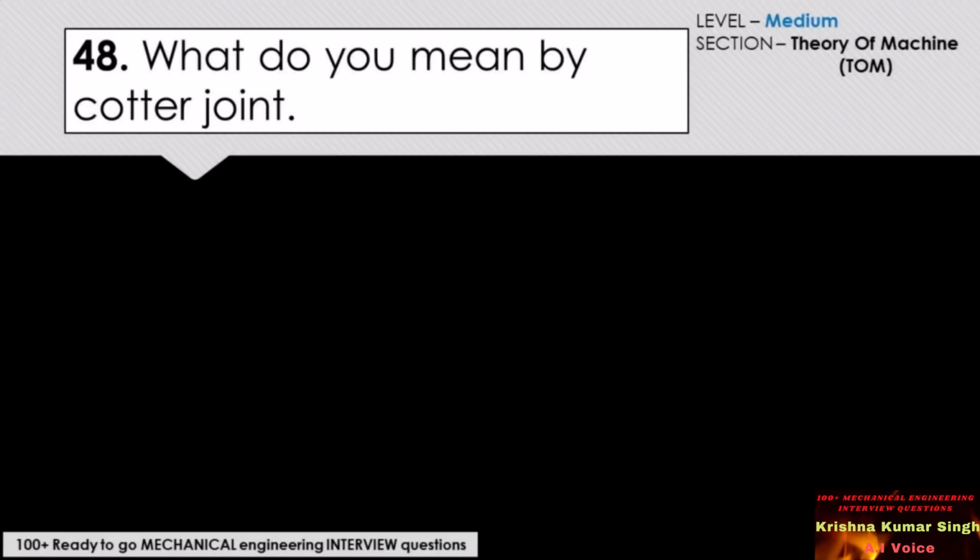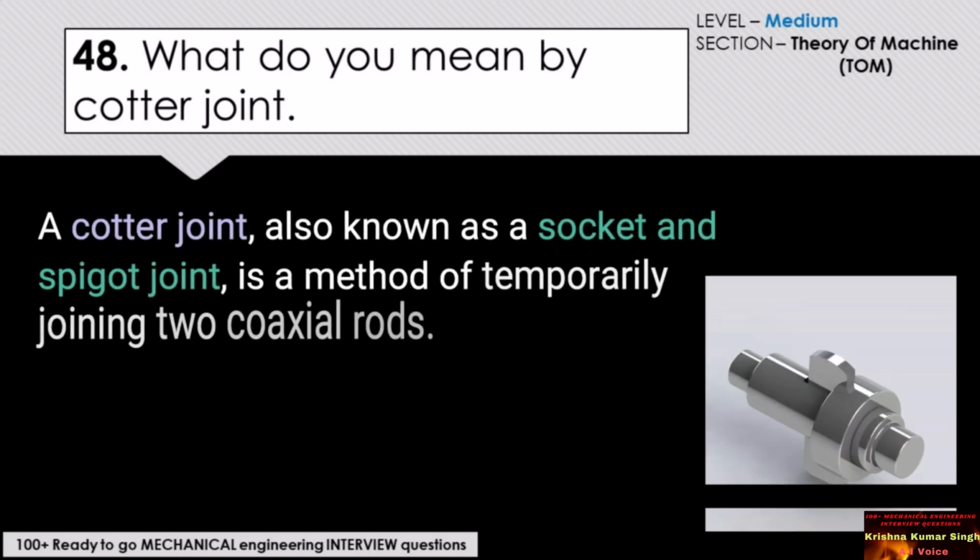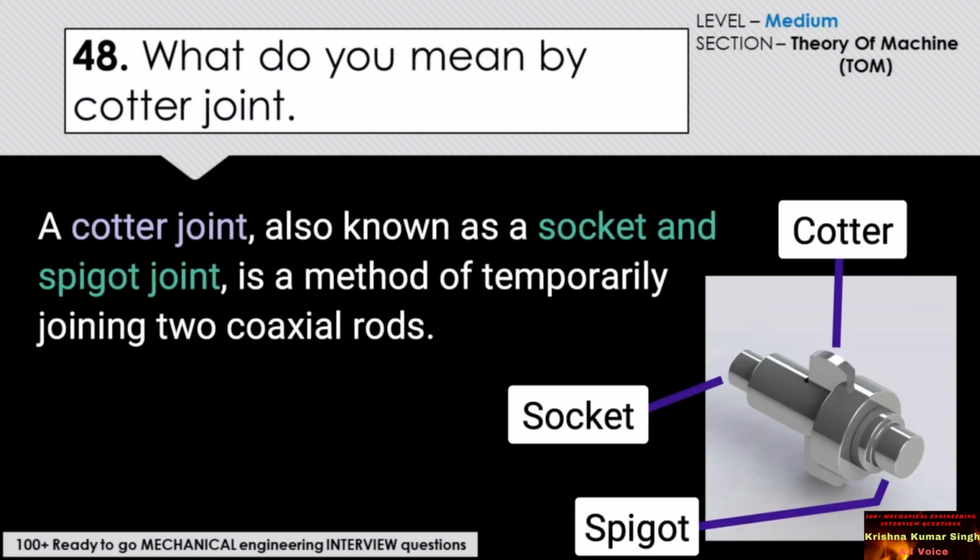What do you mean by cotter joint? A cotter joint, also known as a socket and spigot joint, is a method of temporarily joining two coaxial rods. One rod is fitted with a spigot, which fits inside a socket on one end of the other rod. Cotter joints are used to support axial loads between the two rods. This load can be tensile or compressive.